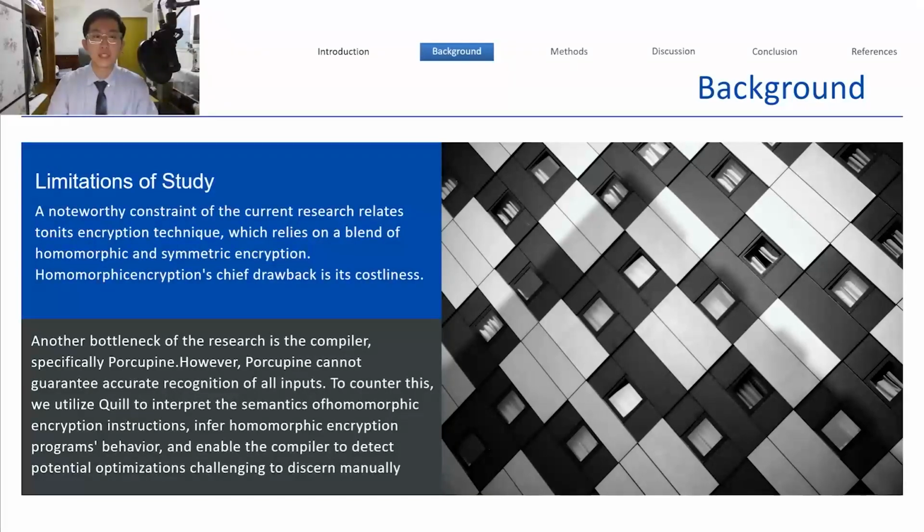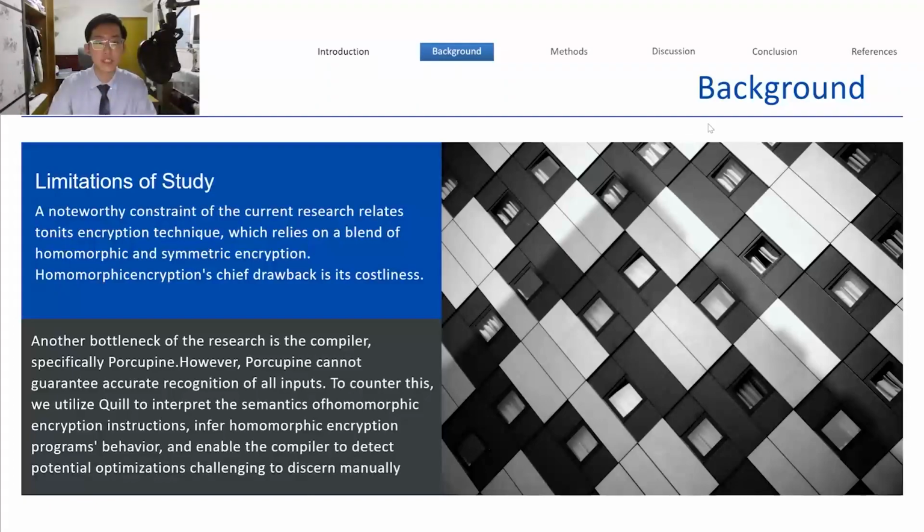First is the limitation of the study. A noteworthy constraint of the current research relates to the encryption technique, which relies on a blend of homomorphic and symmetric encryption. Homomorphic encryption's chief drawback is its costliness.